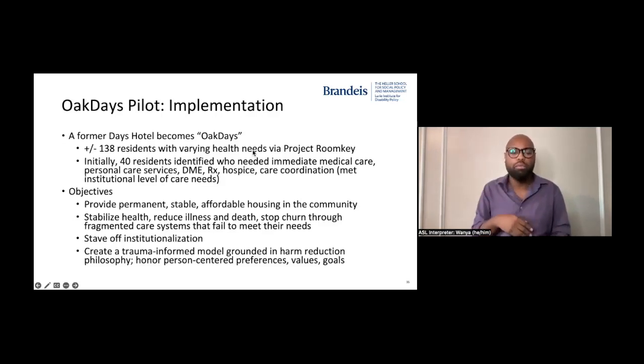Operationally, Oak Days was originally classified as a COVID shelter, but even so, residents controlled their own rooms. They could come and go as they pleased. Meals were provided and transportation was also available. People with significant mobility limitations were given ADA accessible rooms.